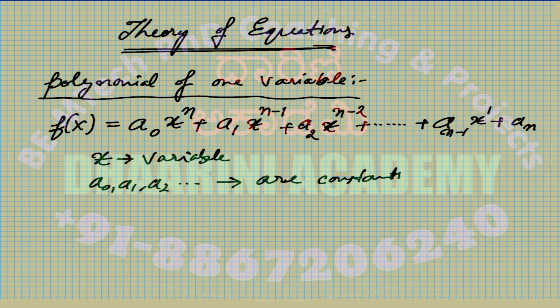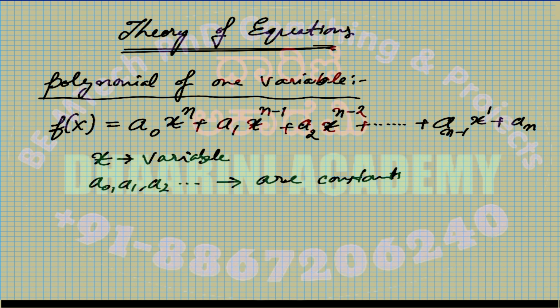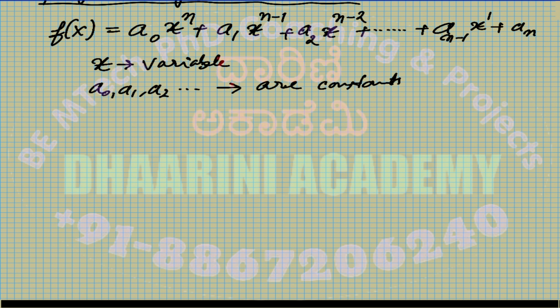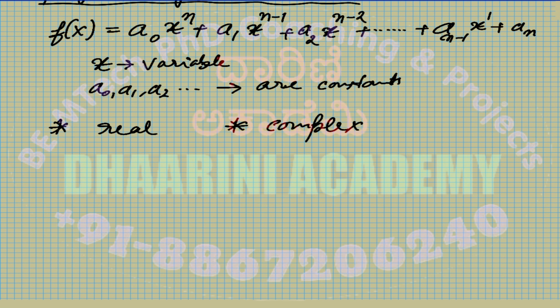Let me just write the names over here. What are the types of polynomials you have? The first one could be real. The second one could be complex, wherein either the roots or the coefficients are complex. In real, all the a0, a1, a2, etc. are real. If a0, a1, a2, etc. are complex, then the equation is said to be a complex polynomial.